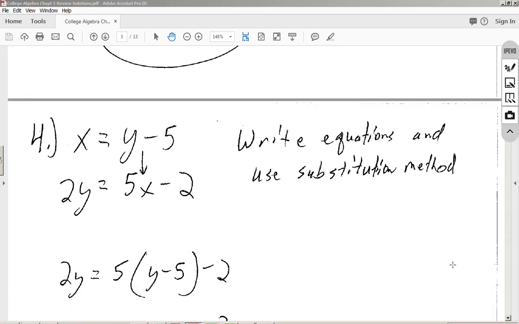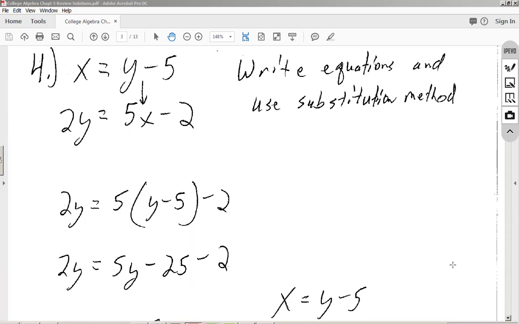On this next problem, number 4, it gives me 2 sentences that describe some equations. The first sentence says one number is 5 less than a second number. Then it says twice the second number is 2 less than 5 times the first. Find the two numbers. So I'm going to write equations and then use the substitution method.